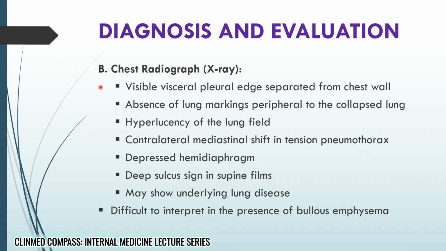The first we are going to consider is the chest radiograph. For chest radiograph, look out for visible pleural edge, which is separated from the chest wall. Look for absence of lung markings peripheral to the collapsed lung. Look for hyperlucency of the lung field. Also look for contralateral mediastinal shift as in cases of tension pneumothorax, depressed hemidiaphragm, and the deep sulcus sign in supine films. The X-ray may also show underlying lung disease.